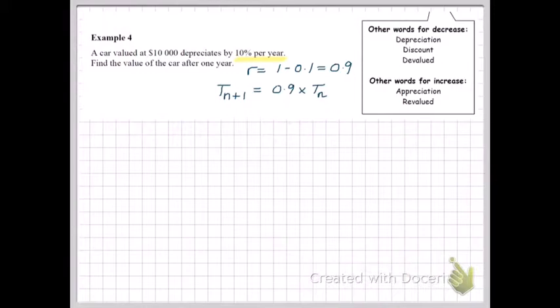to write. In this example, T0 is $10,000. Again, not T1, which would be the amount after 1 year. Before we do any calculations, the initial amount is T0 equals 10,000. You don't need to set this up using your ClassPad to find the amount after 1 year. It's simply 0.9 times 10,000, which gives a value of $9,000.